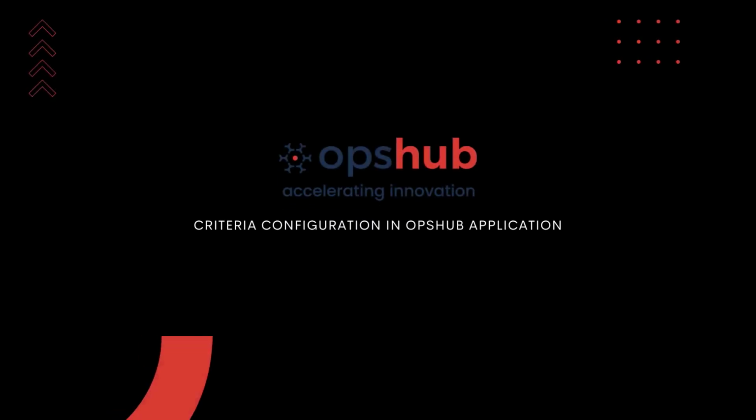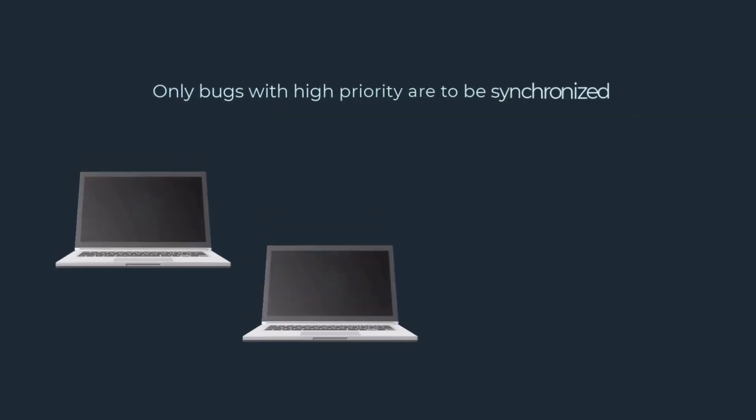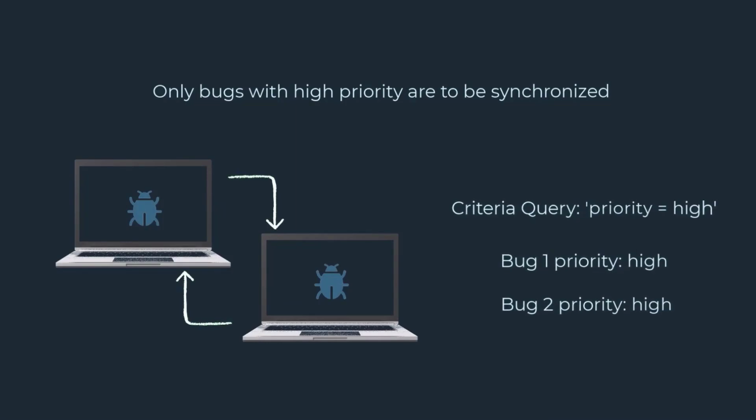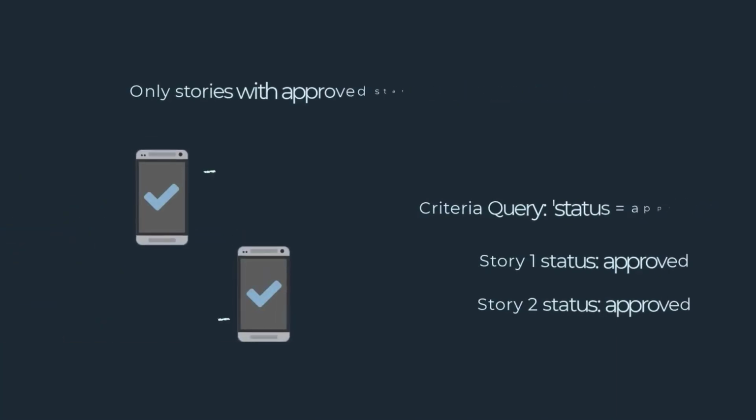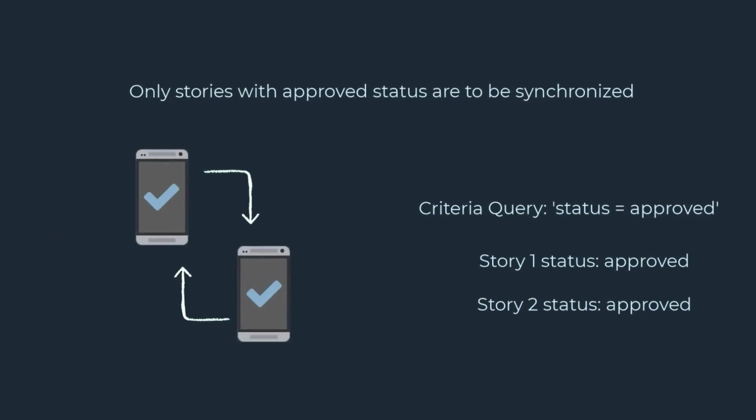In this video, we will take you through the nuances of criteria configuration in an integration. Criteria configuration helps in the integration of a subset of entities based on some predefined conditions. For example, the user can specify that only bugs with high priority are to be synchronized, or tickets that are closed should be synchronized. Even after the entities are integrated, the synchronization based on the defined criteria is retained.